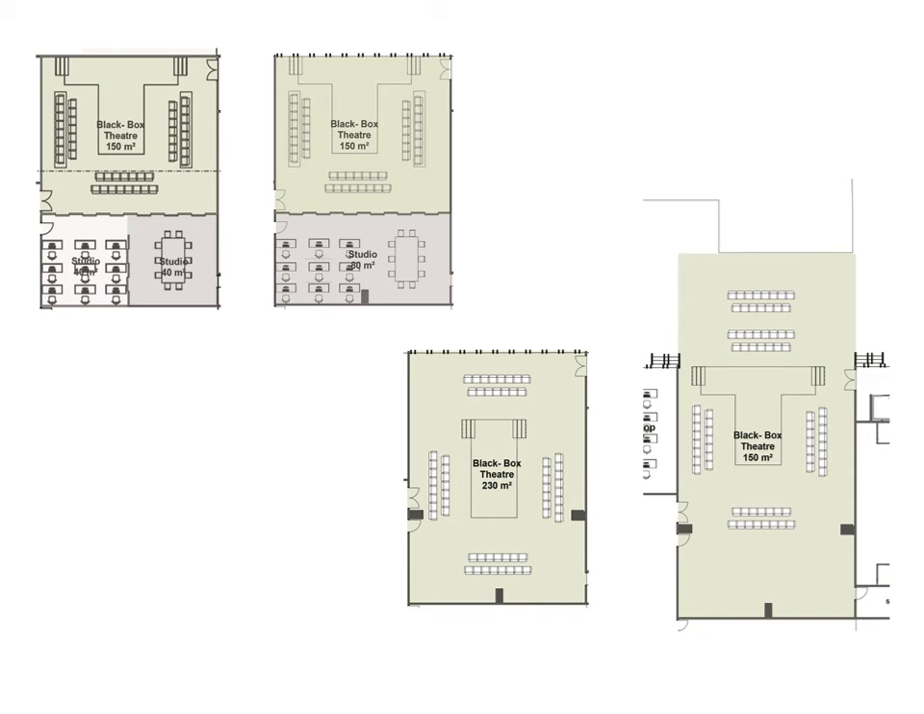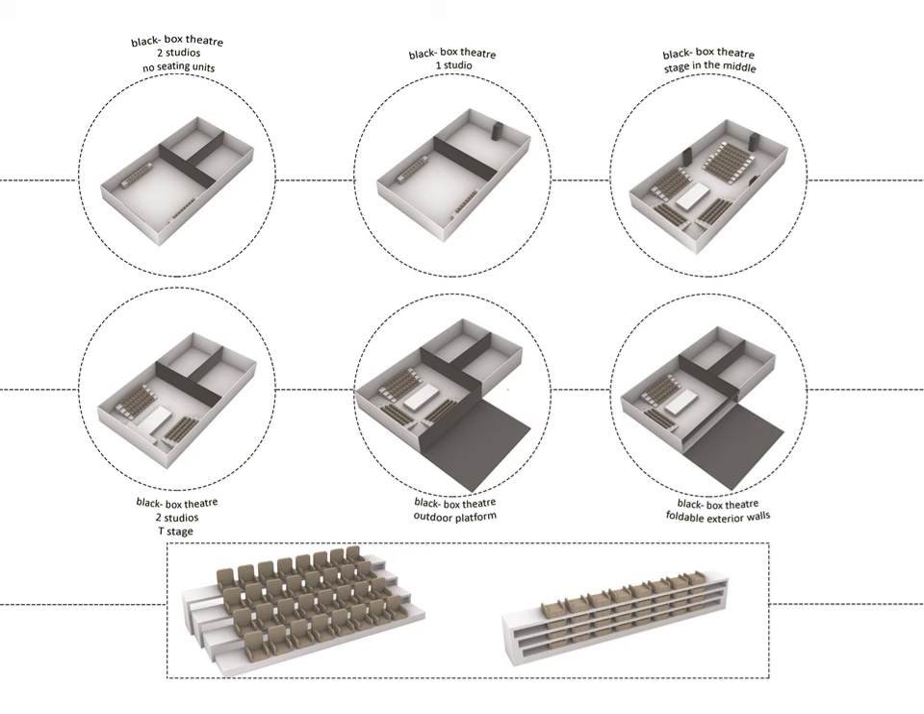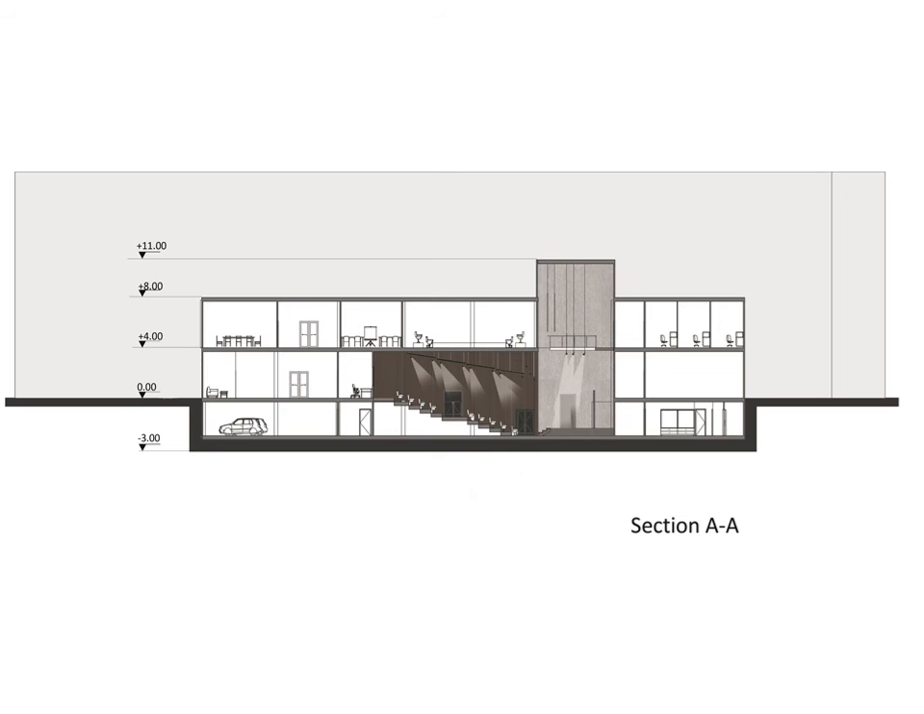So this is basically how the black box theater turns into a bigger space. So the black box theater and its 2 studios. So these movable walls can be folded and the studio can turn into one huge space, if it's needed. And then also these walls can be folded and it can turn into a big black box theater. And the exterior walls are also foldable. So the black box theater can be extended to the platform area, and this is a kind of a 3D visualization of the box.